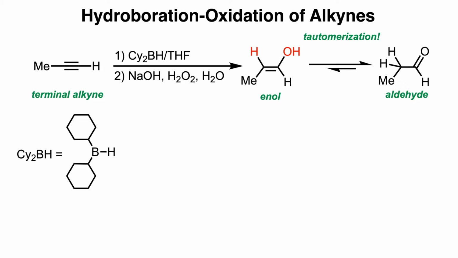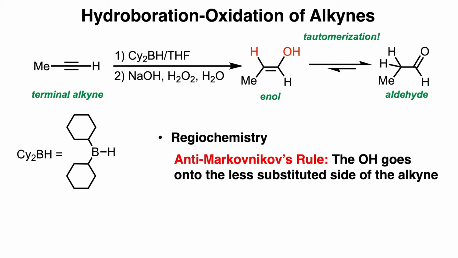The first reaction is hydroboration-oxidation of alkynes. A terminal alkyne reacts with dicyclohexylborane or Cy2BH in THF in the first step of the reaction. Then, in the second step, it reacts with NaOH, H2O2, and H2O to form an enol. Its regiochemistry follows anti-Markovnikov, where the reaction installs an alcohol group on the less substituted side of the alkyne.